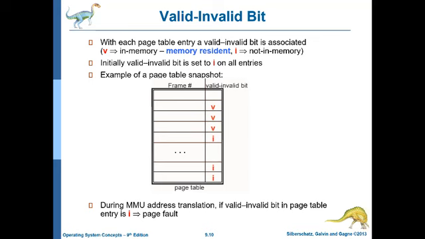Now, during the translation of a logical address into a physical address by the MMU, if the MMU finds that the entry for some frame number is I, then it will generate a page fault. What is a page fault? A page fault means that the page needed by the process is not in the main memory, and the operating system must load that page from virtual memory into the main memory.